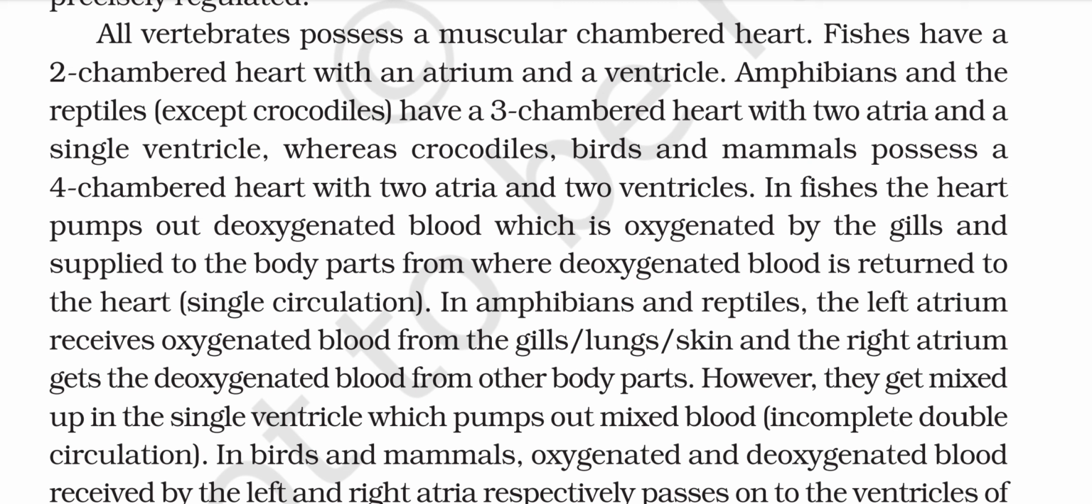Again, we will read it. All vertebrates possess a muscular chambered heart. Fishes have a two-chambered heart with an atrium and a ventricle. Amphibians and reptiles, except crocodiles, have a three-chambered heart with two atria and a single ventricle, whereas crocodiles, birds, and mammals possess a four-chambered heart with two atria and two ventricles.